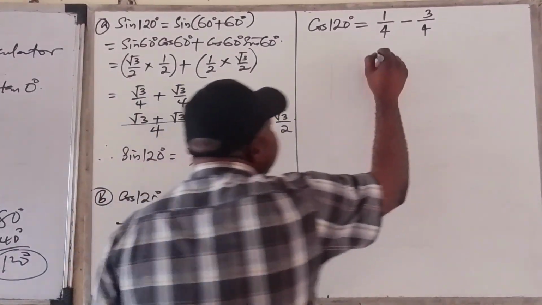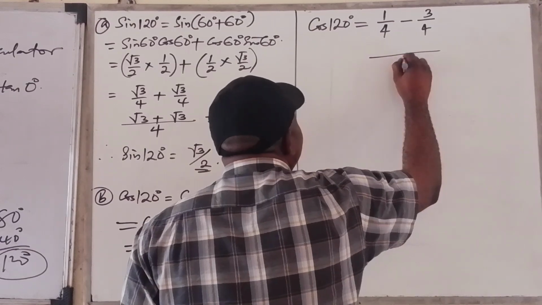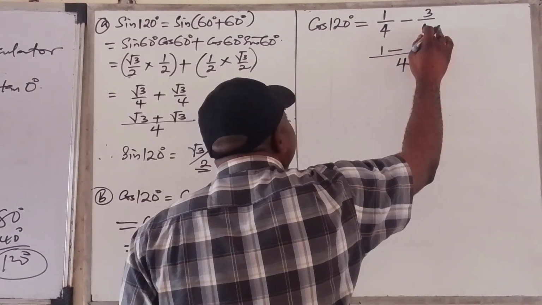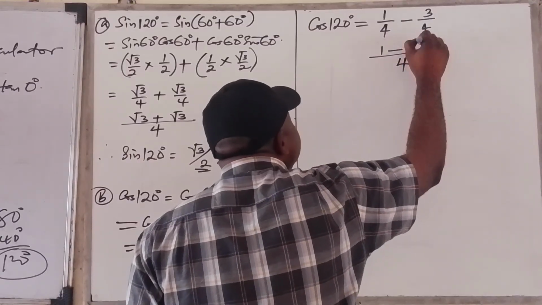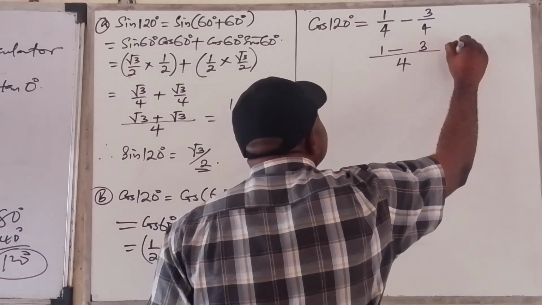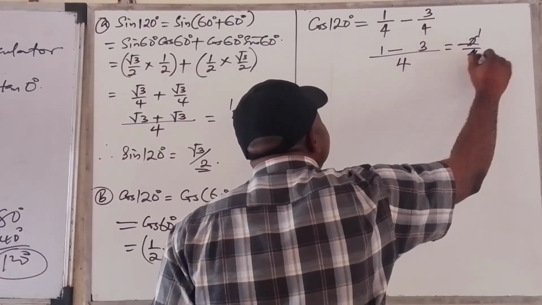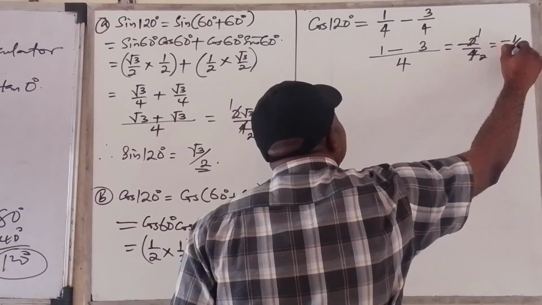Now the LCM of this 4 and 4 here is 4. 4 into 4 is 1. 1 times 1 is 1. Minus 4 into 4 is 1. 1 times 3 is 3. So 1 minus 3 is minus 2 all over 4. Now 2 here is 1, 4 here is 2. So that will give you minus 1 all over 2.